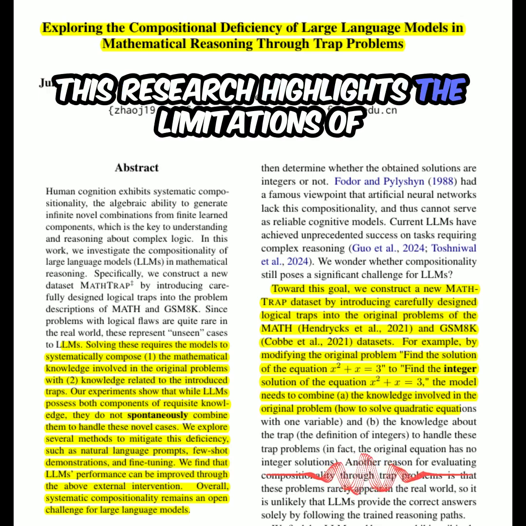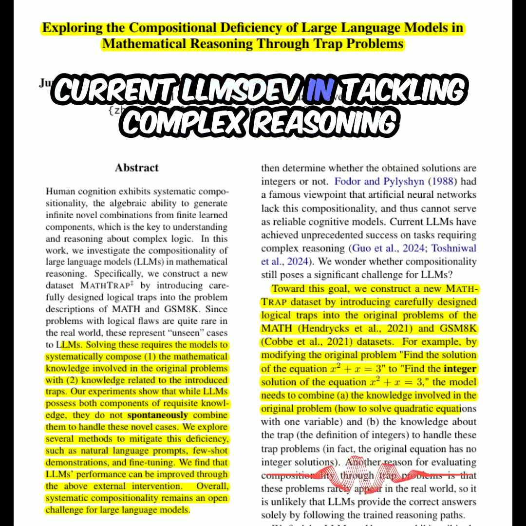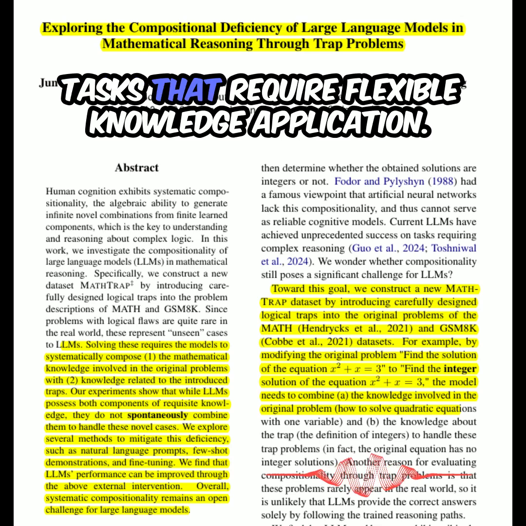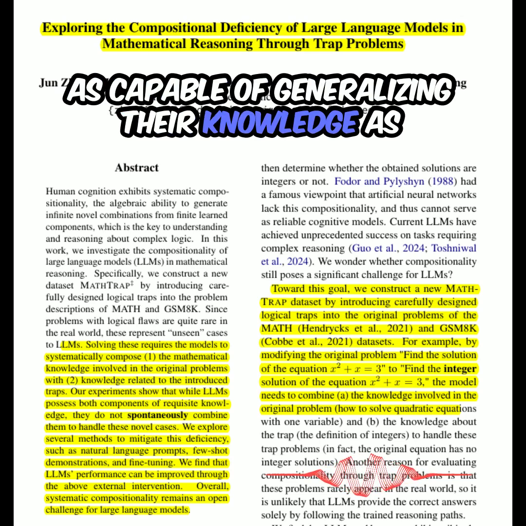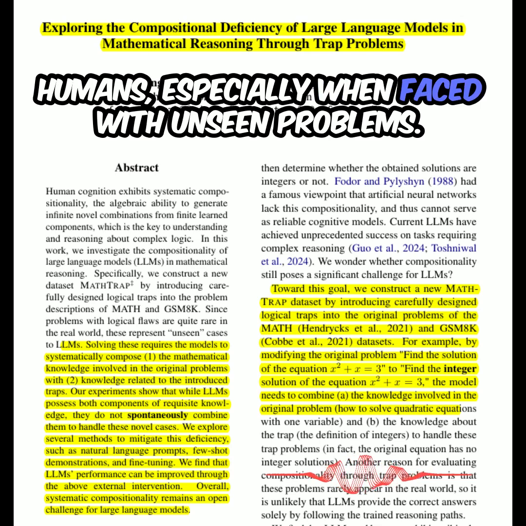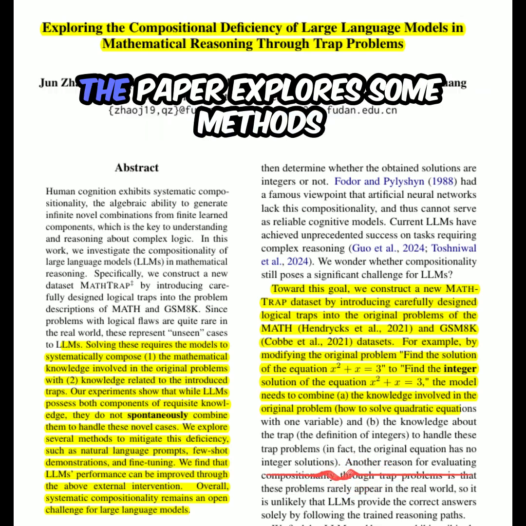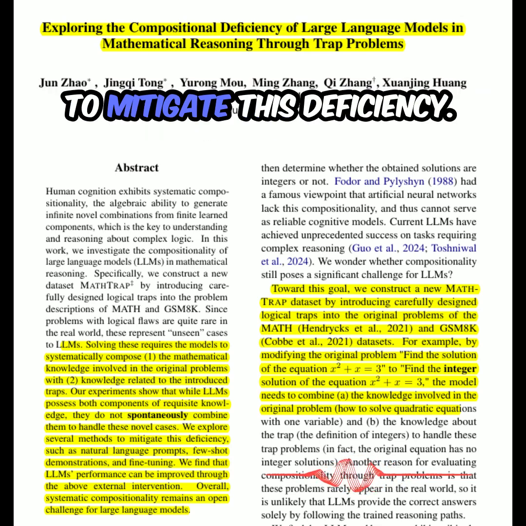That makes sense. So what are the implications of this finding? This research highlights the limitations of current LLMs in tackling complex reasoning tasks that require flexible knowledge application. It suggests that LLMs might not be as capable of generalizing their knowledge as humans, especially when faced with unseen problems. The paper explores some methods to mitigate this deficiency.